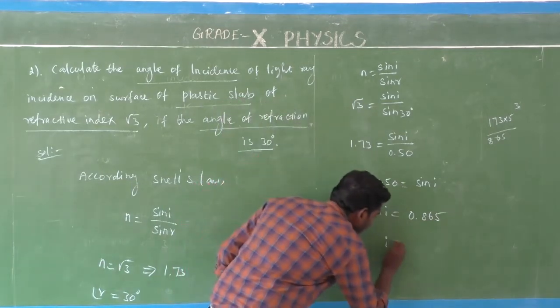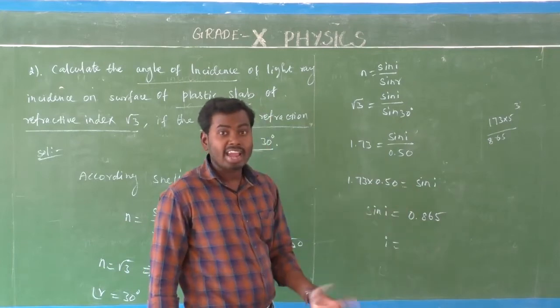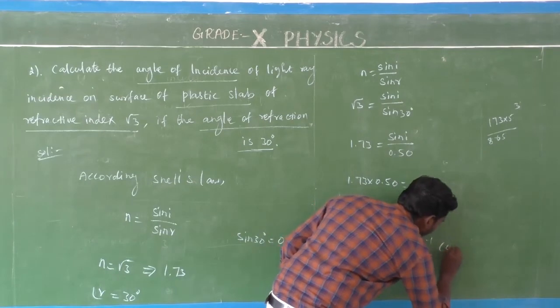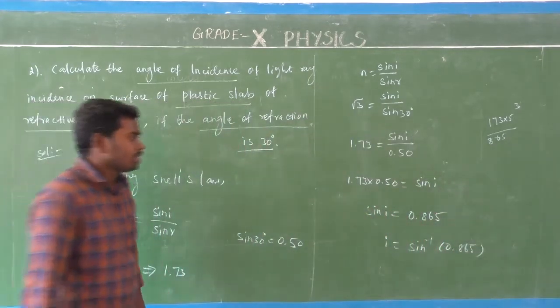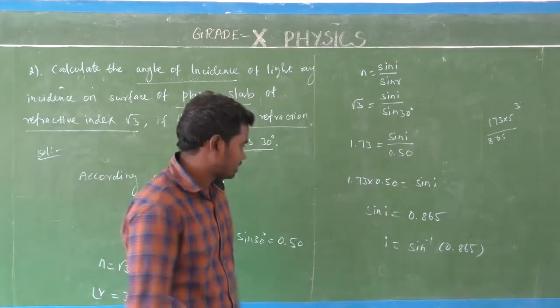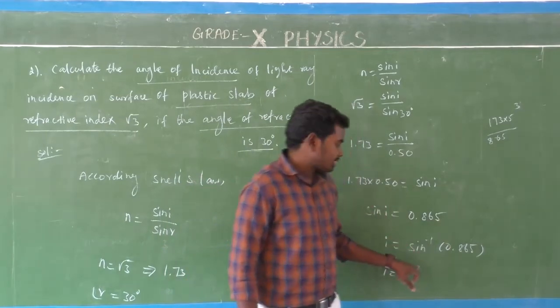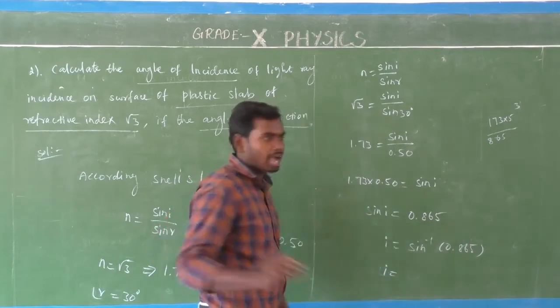So I is equal to, when the sin goes to that side, what will happen? This changes into sin inverse. Sin inverse of 0.865. Isn't it? Yes. So you know this value. Here sin I, this sin inverse of 0.865, is equal to 60 degree angle.